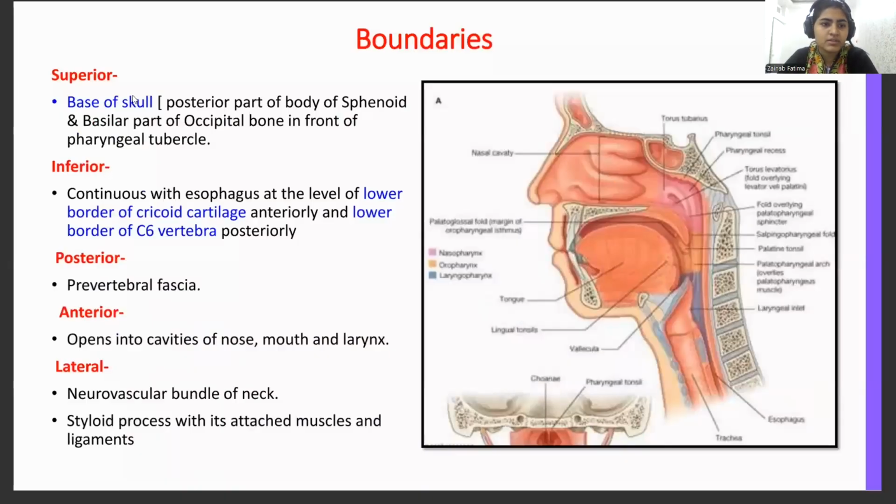Now we will do the boundaries. Superior, the base of the skull, the posterior part of the body of the sphenoid and the basilar part of the occipital bone in front of the pharyngeal tubercle. Inferior, continuous with the esophagus at the level of the lower border of the cricoid cartilage anteriorly, and the lower border of the C6 vertebra posteriorly. Then posterior, the prevertebral fascia. Anteriorly it opens into the cavity of the nose, mouth and larynx. Laterally, the neurovascular bundle of the neck, styloid process with the attachment of muscles and ligaments. You can all refer to this diagram, this important diagram.